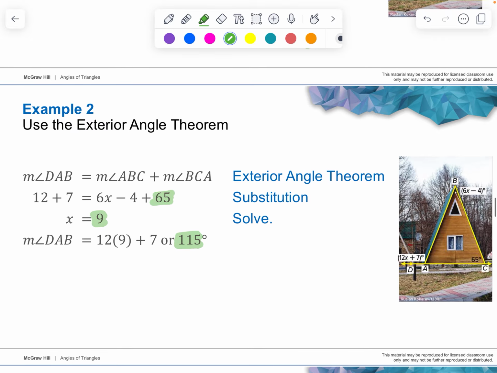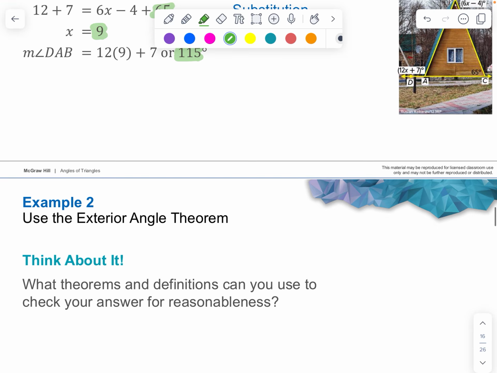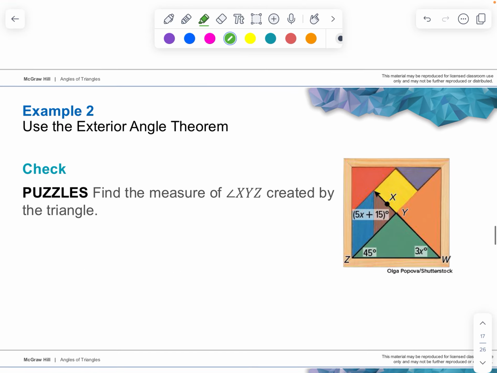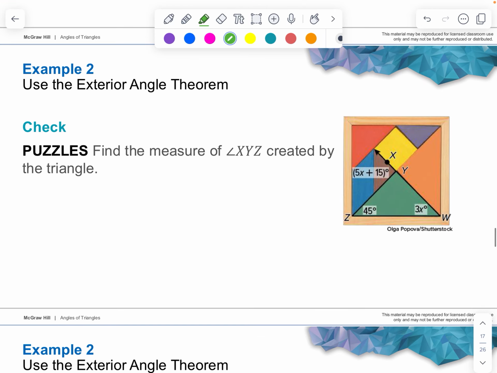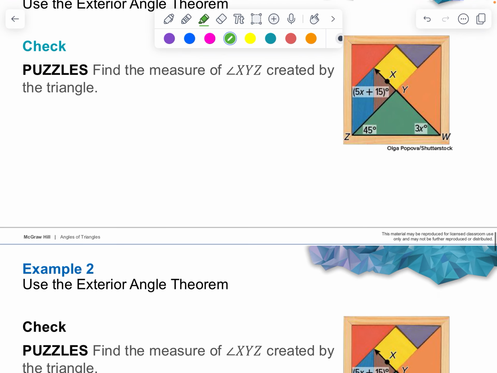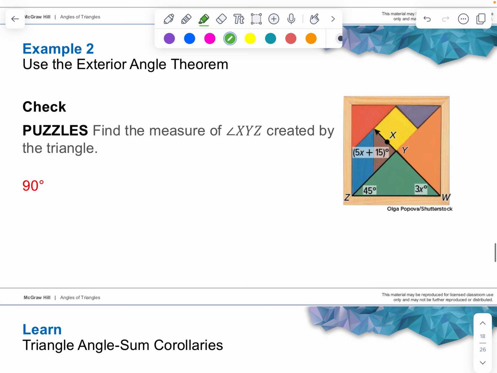All right. Now you go ahead and try this one. Find the measure of XYZ created by this triangle. Go ahead and pause me and take a try. Okay. Did you get that the measure of XYZ was 90 degrees?